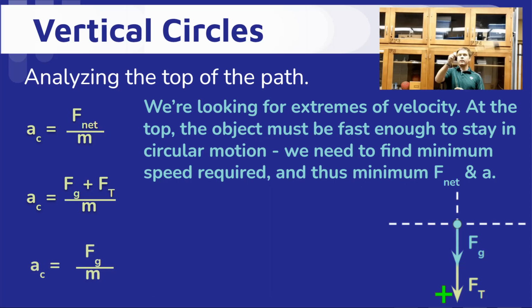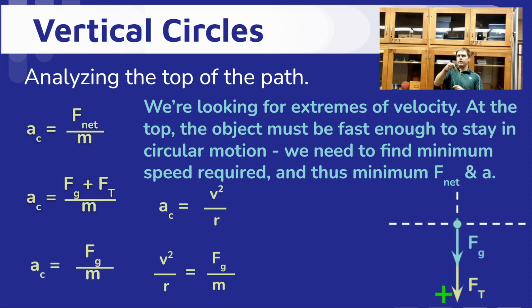In fact, for both scenarios, the car and this, I can say that my centripetal acceleration equals Fg over m. Again, we're just looking for that minimum to keep it in the circular path, or in the case of the car, the maximum to make sure it doesn't leave the road. Okay, so from here, I also know that centripetal acceleration is v squared over r. So I can set those equal to each other. V squared over r equals Fg over m.